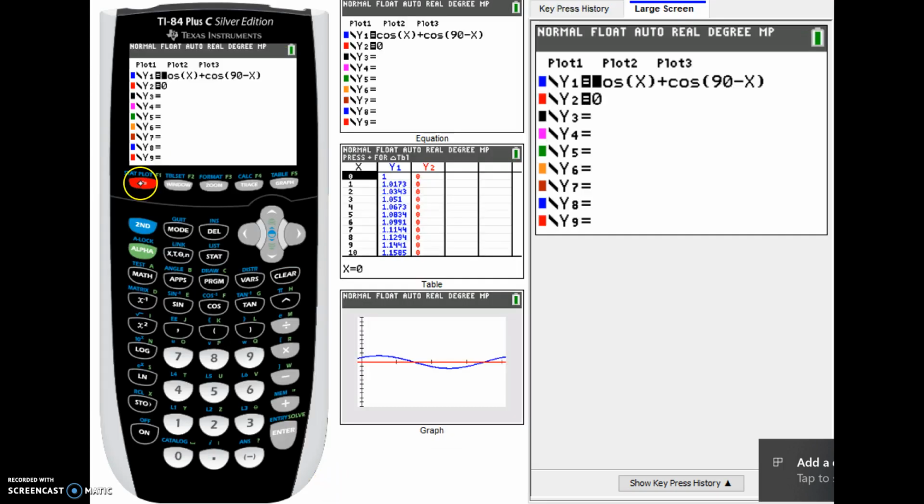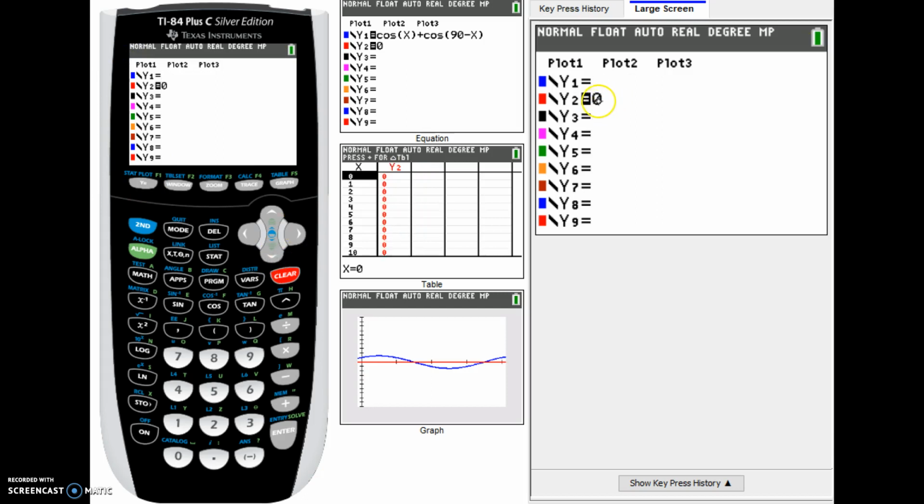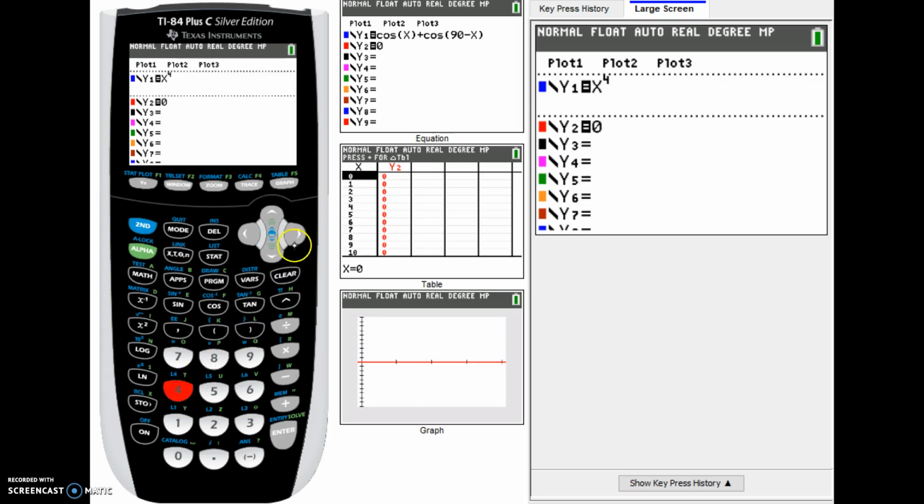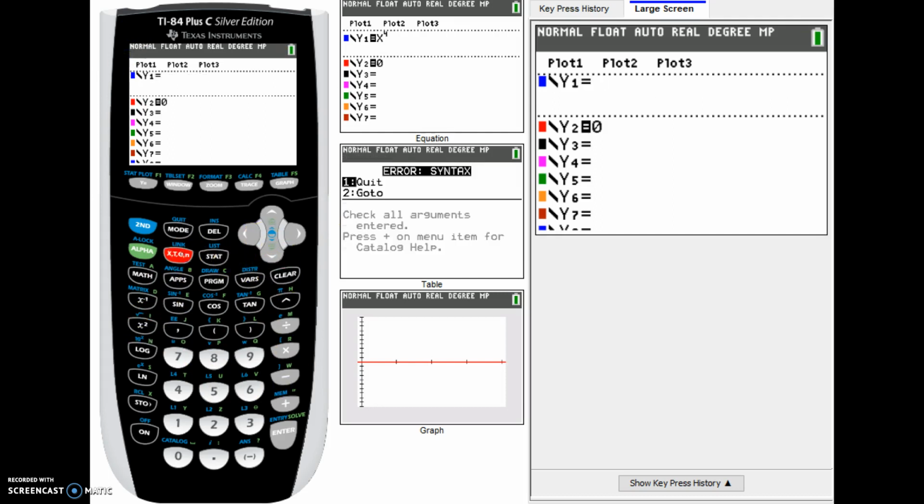So go to your y equals, I have some stuff in there. Now notice I already have 0 in my y2, so I'm going to leave that. Let's try that again.